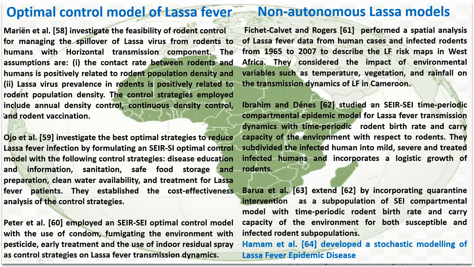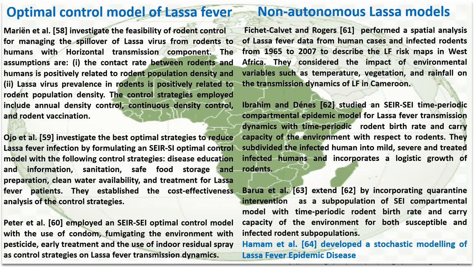Another optimal control model we will look at is Peter et al. Peter et al. consider an optimal control model where they consider the use of condoms, fumigation of the environment with pesticide, early treatment, and use of indoor residual spray as controls for Lassa fever transmission dynamics. What it means is that they look at the use of condoms, because there is literature that the virus can also be transmitted through sexual intercourse. They also have the environment that is contaminated. They look at fumigating the environment to see how you can control the spread of the disease. Of course, if treatment is given early, how can you control it? Then you also look at the use of indoor residual spray as a control.